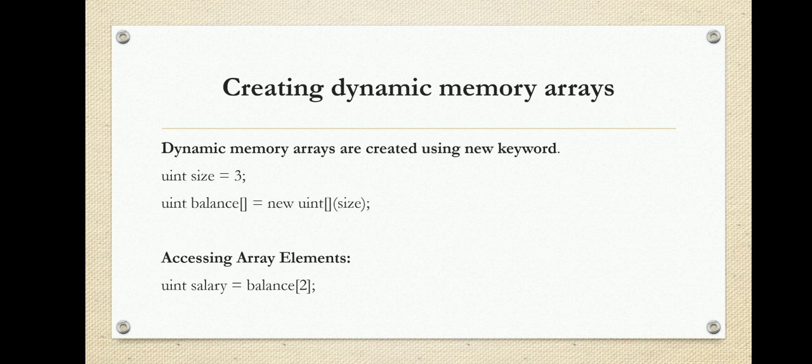After that, unsigned int, the array name is balance, then subscript. Here we have not specified the size of the array, so it is equal to new unsigned int, and then we define the size. This is the syntax. Then, to access the array elements, here is the syntax: unsigned int salary is equal to balance. Like that we can access.